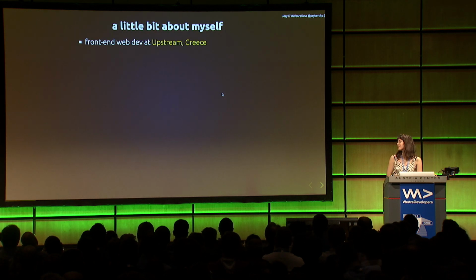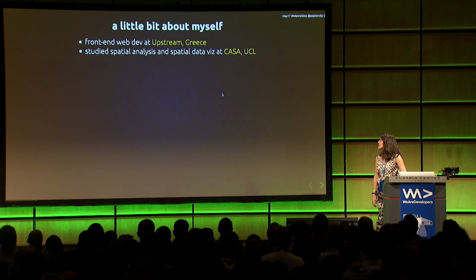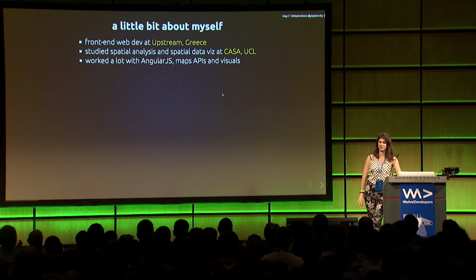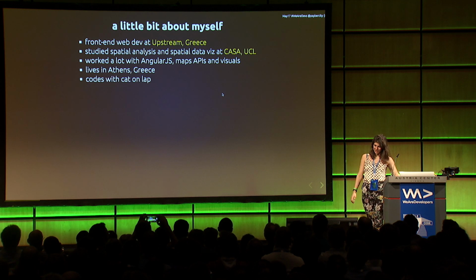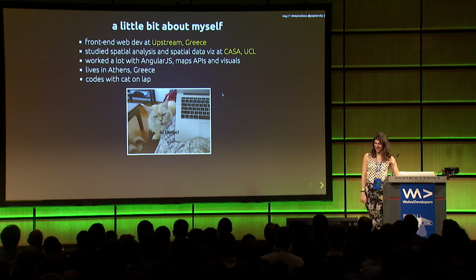So a little bit about myself. I'm a front-end web developer. I work at Upstream, Greece. I studied spatial analysis and spatial data visualization at UCL. I worked a lot with Angular, with map APIs. If you see my previous presentations, they're all about maps. And some visuals, which we're going to see today. And I live in Athens, Greece, and I code with my cat on my lap. That is my cat there.